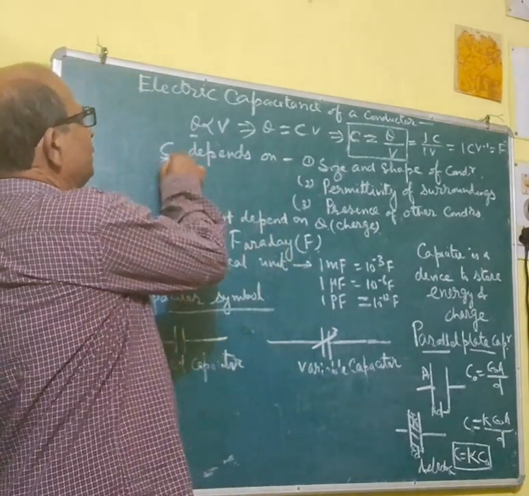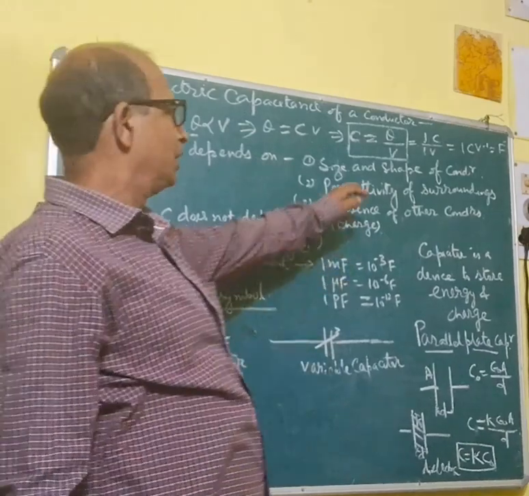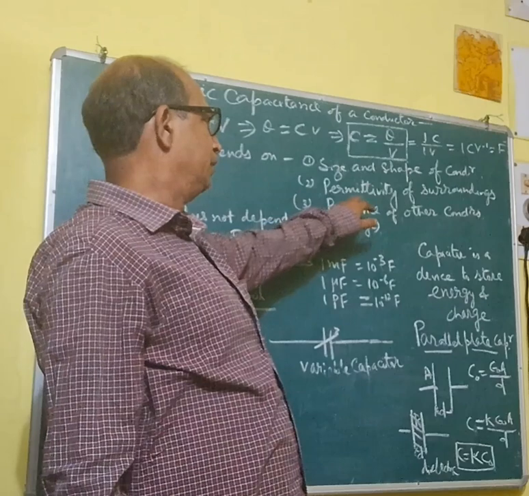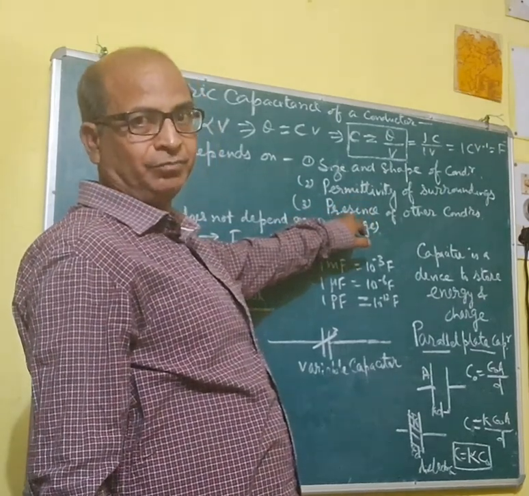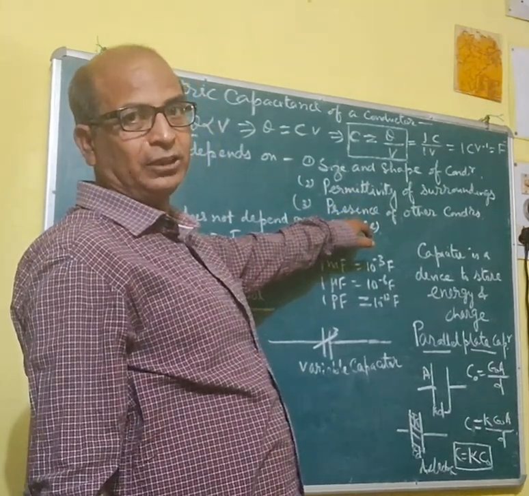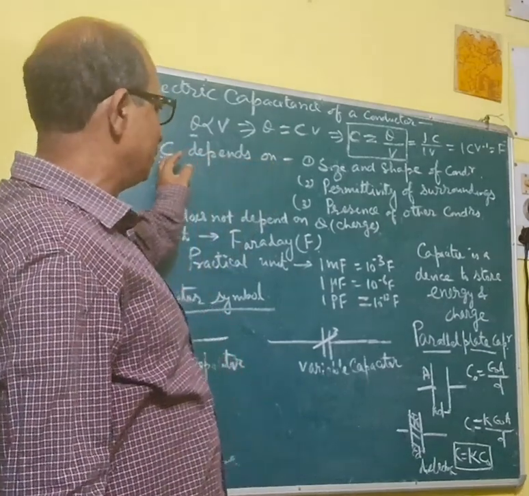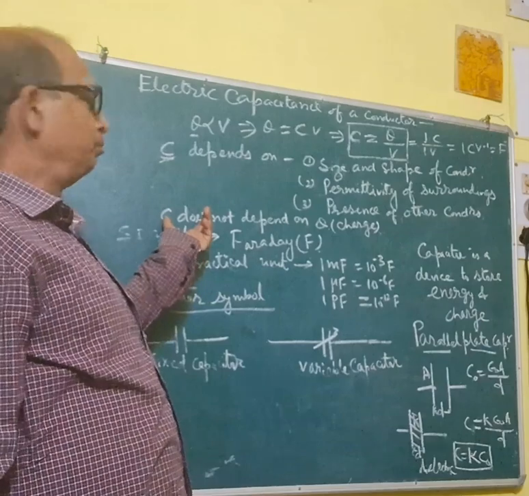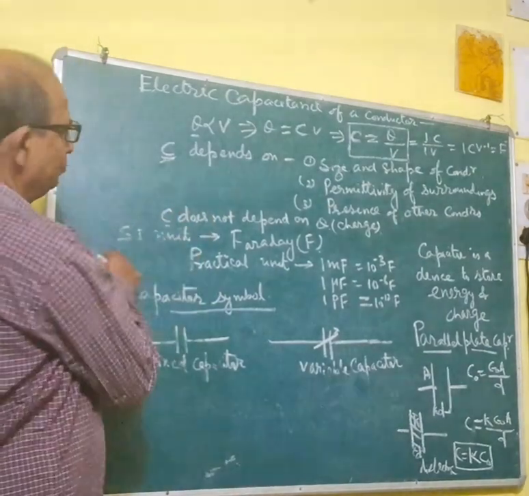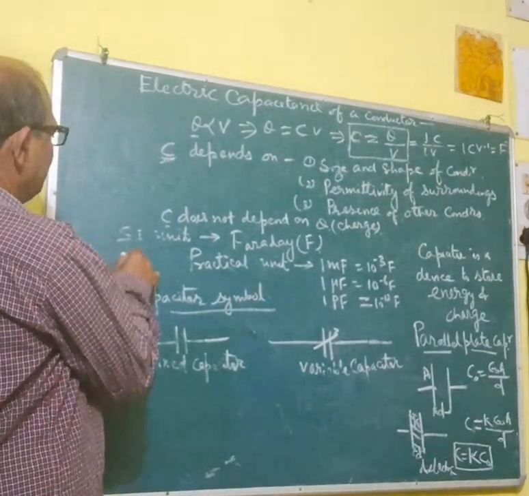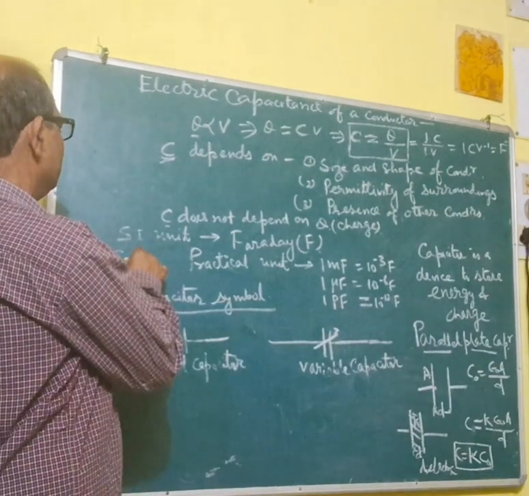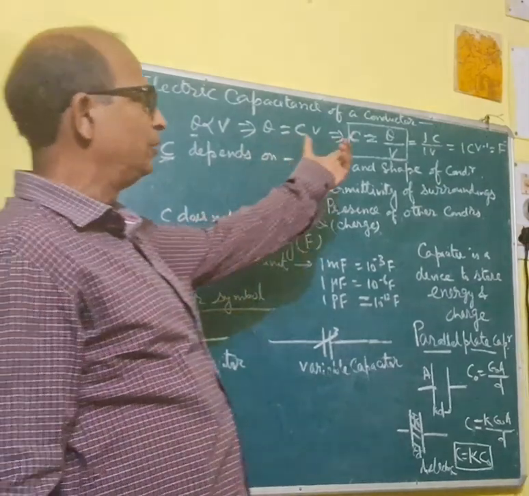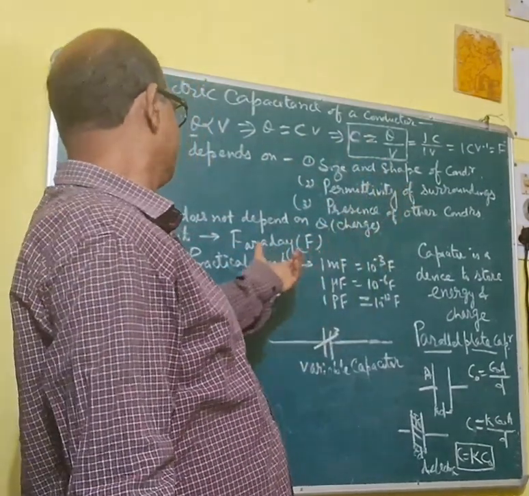So C, capacitance, depends upon the size and shape of the conductor, the permittivity of the surrounding medium, and the presence of other conductors. But C does not depend upon the charge, because if you increase the charge, the capacitance does not increase. So here the ratio of Q and V is a constant.